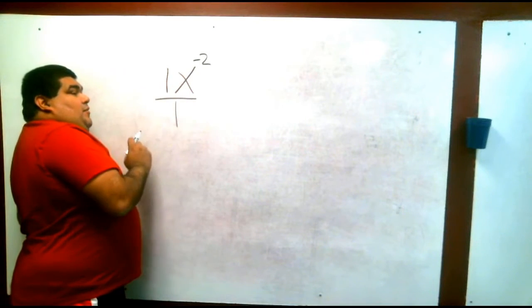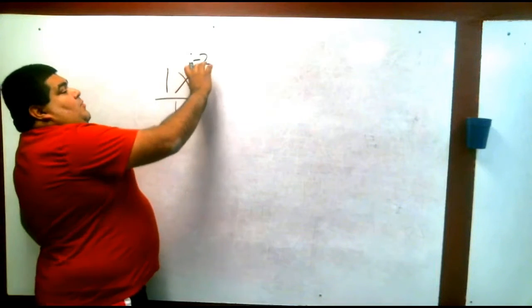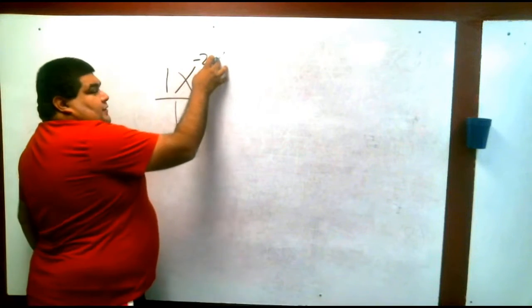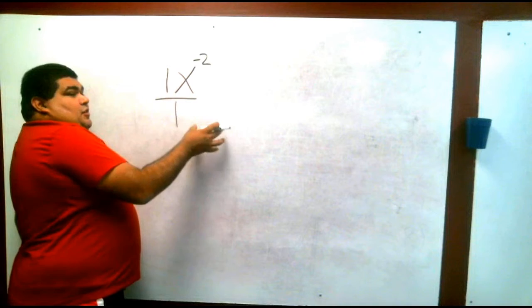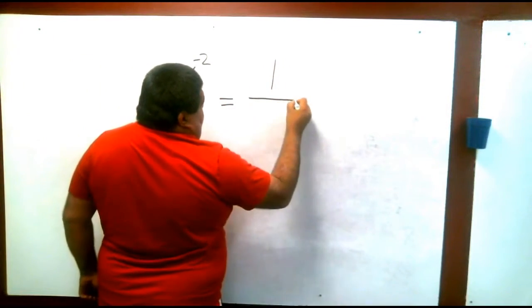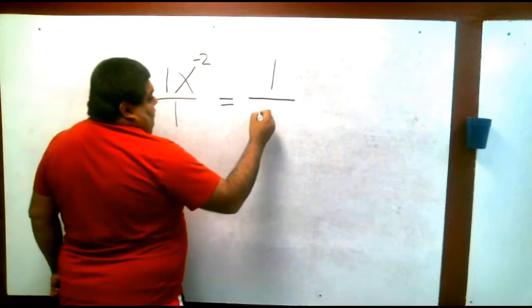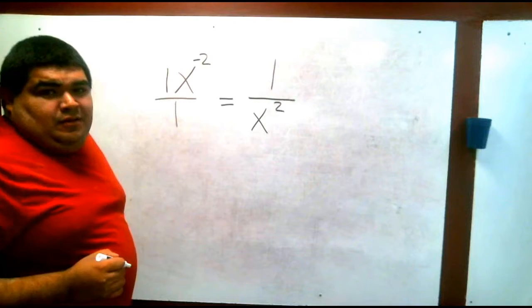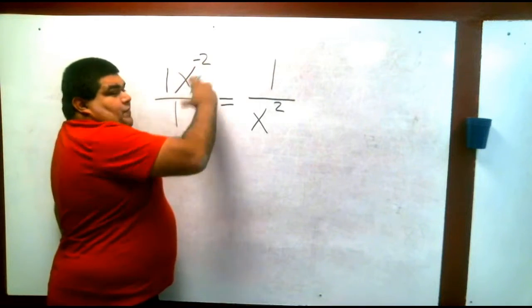Since you have that number there, remember, to get rid of the negative, we're going to flip it. So instead of being on the top, we're going to bring it to the bottom. So it becomes 1 over x squared. Okay? And so we got rid of the negative. So we flipped it.